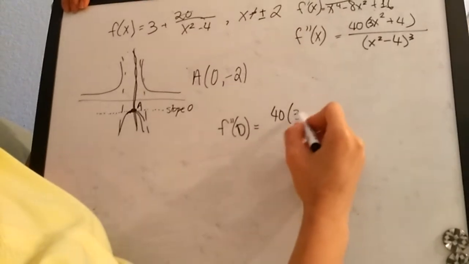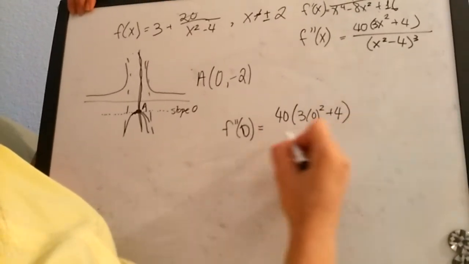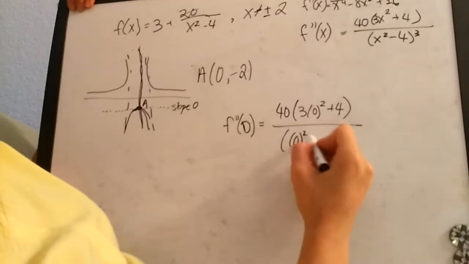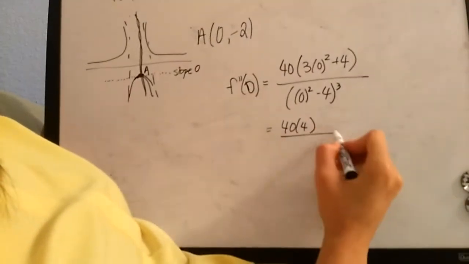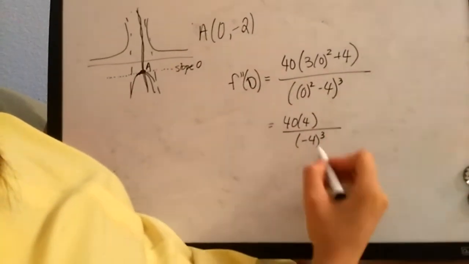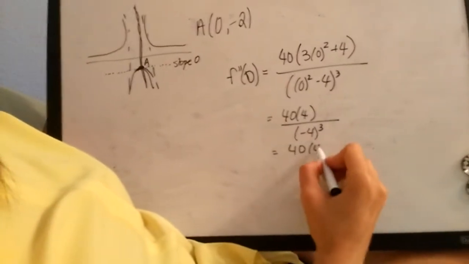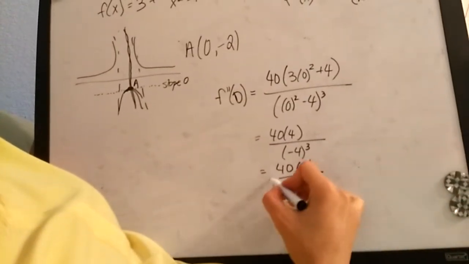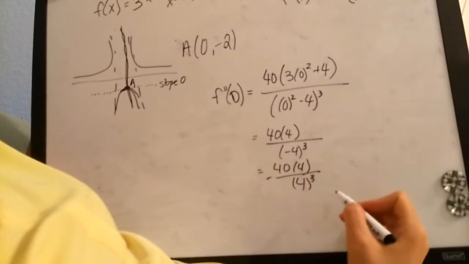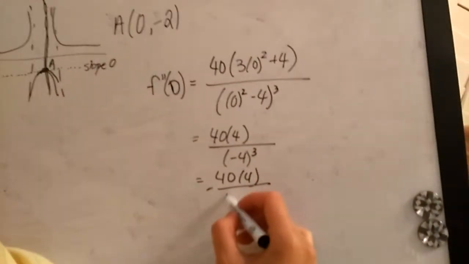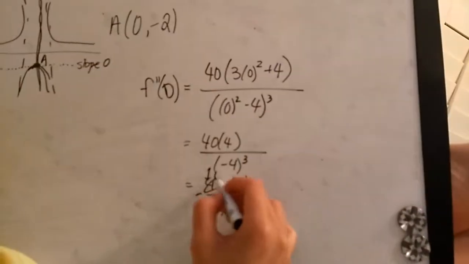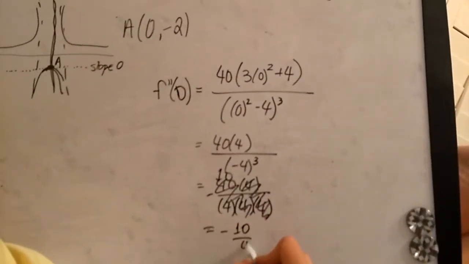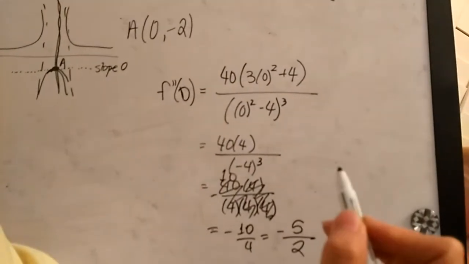So when x equals 0, that equals 40 times 3 times 0 squared plus 4 over 0 squared minus 4 cubed. And that equals 40 times 4 over negative 4 cubed. That equals 40 times 4 over 4, and that's all negative 4 cubed, because 4 times 4 times 4, when it's negative, is going to be negative. So we can cancel out the 4 cubed. This equals 10, so that equals negative 10 over 4, which equals negative 5 over 2.